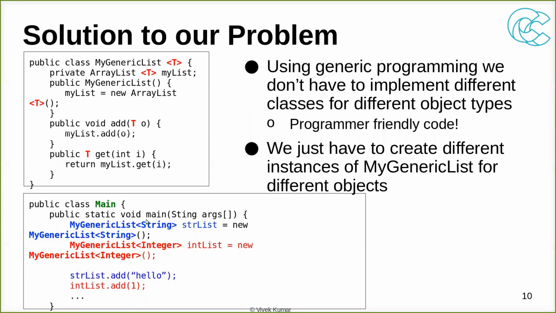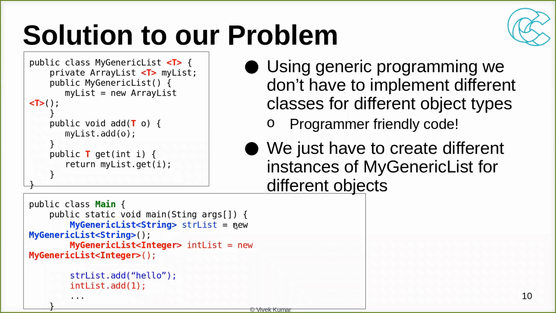So let's see the previous example where we created multiple different lists. If you make this generic, you can replace that at the time of defining it. You can say that it's of type string. So all the elements of this list will be of type string, and all the elements of this list will be of type integer.